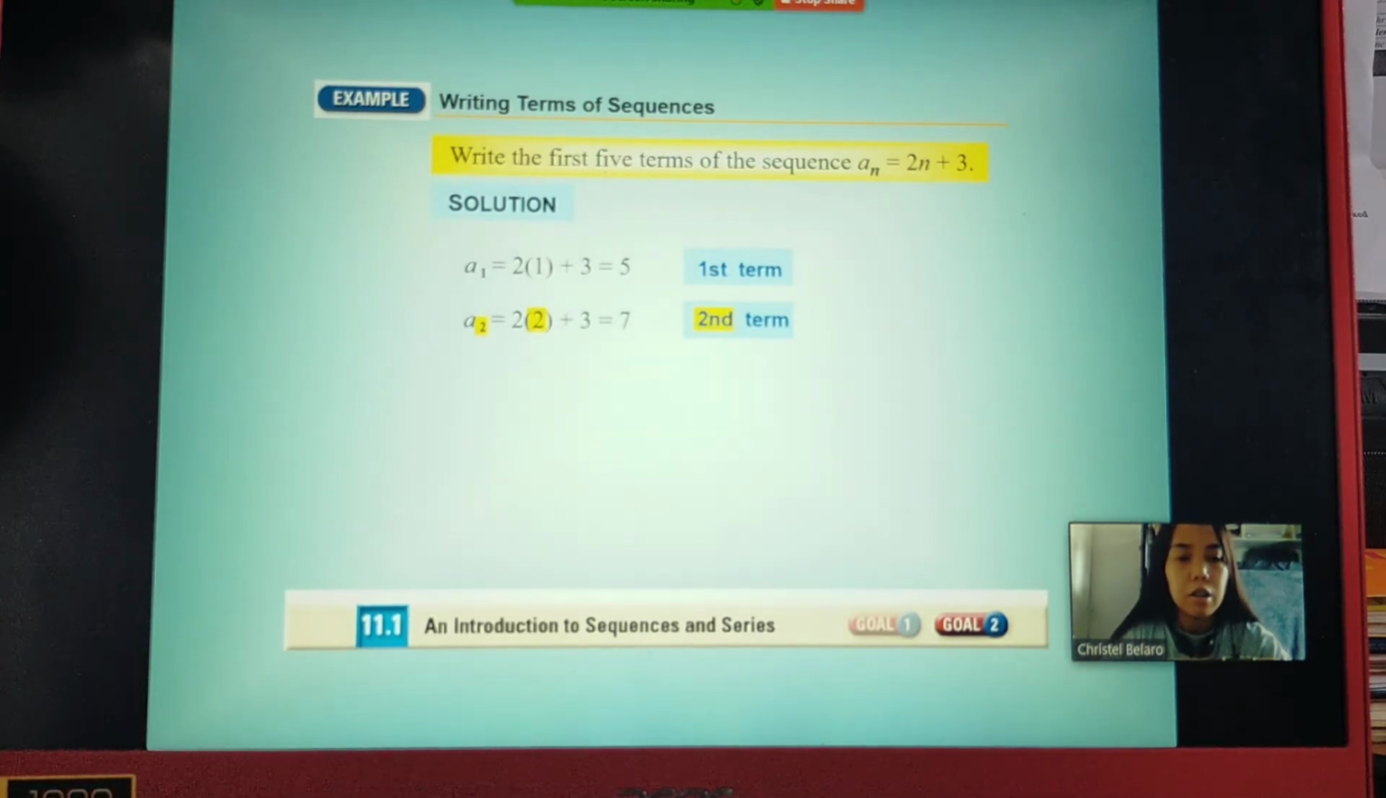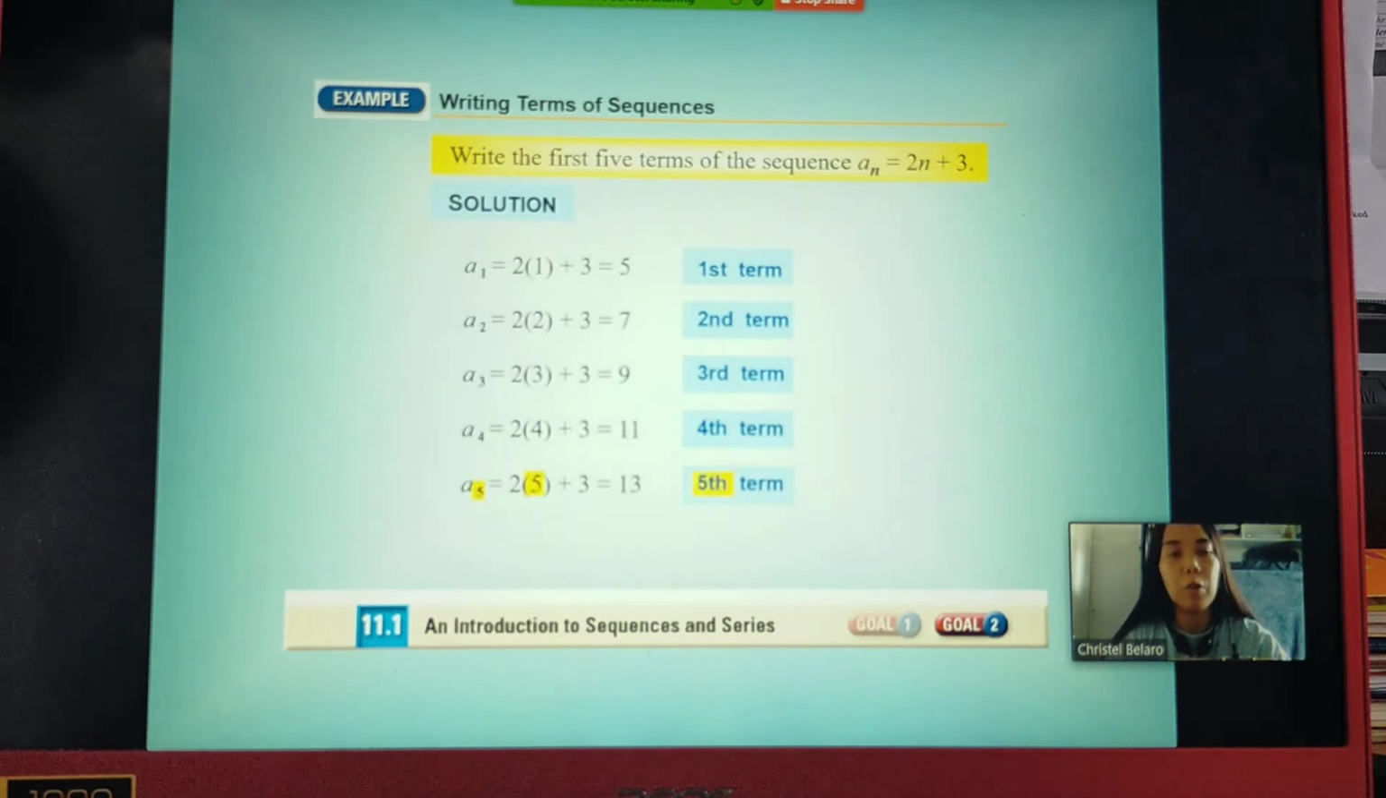Who wants to answer? Yes, Eugene. The third term is 9. How about the fourth term? The answer is 11. And the fifth term, how about Gob? The answer is 13. Can you follow? Is that clear? Very good. So let's have another example.